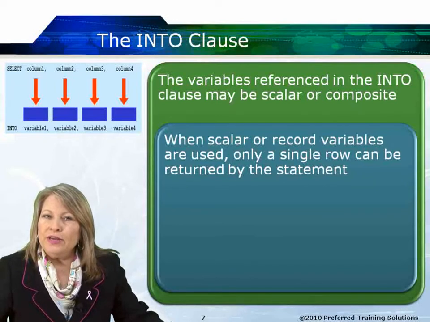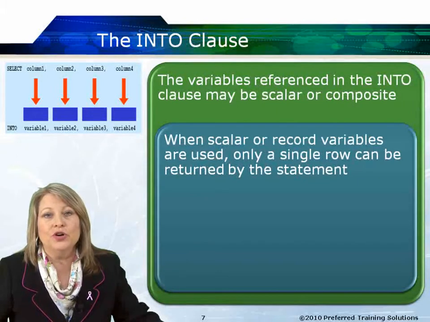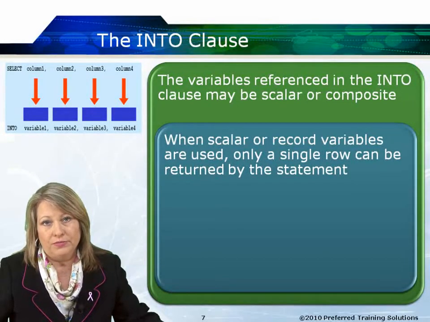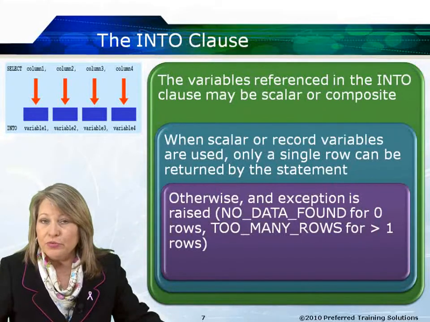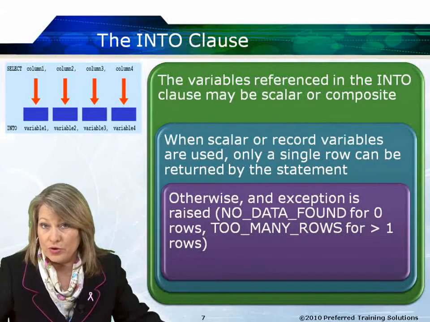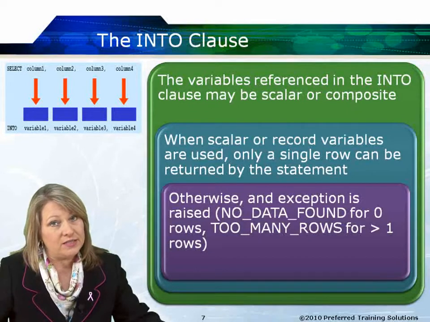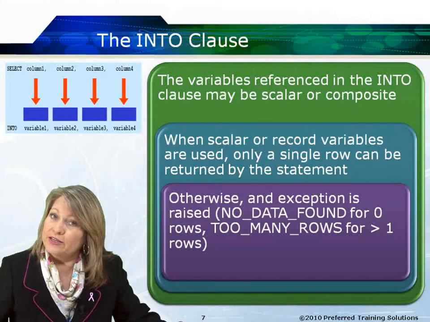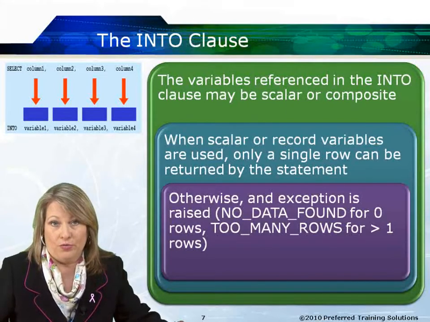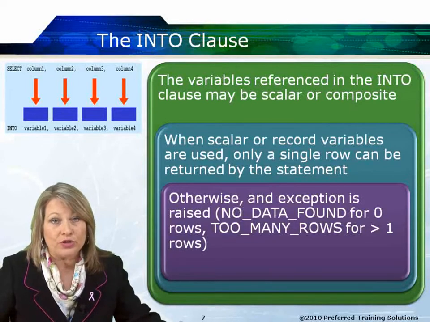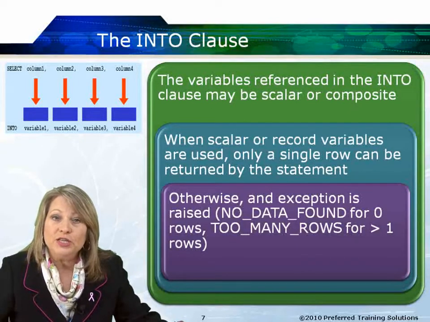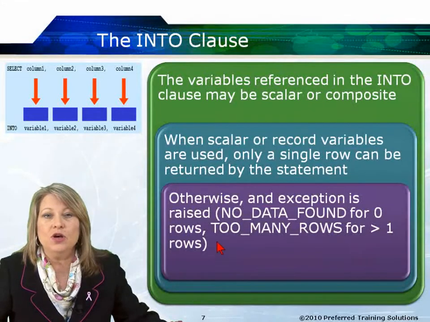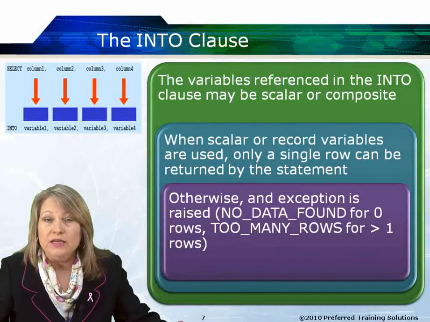Now, when you're retrieving values into a scalar or a record variable, you must be very careful that you return only a single row. Otherwise, if you return 0 rows, an exception is going to be raised. That exception is called no data found. And the other thing that could occur is you could have more than one row. If your select statement returns more than one row, you'll actually get another exception that's raised. This one is called too many rows. And that's an indication that what you need is a cursor.